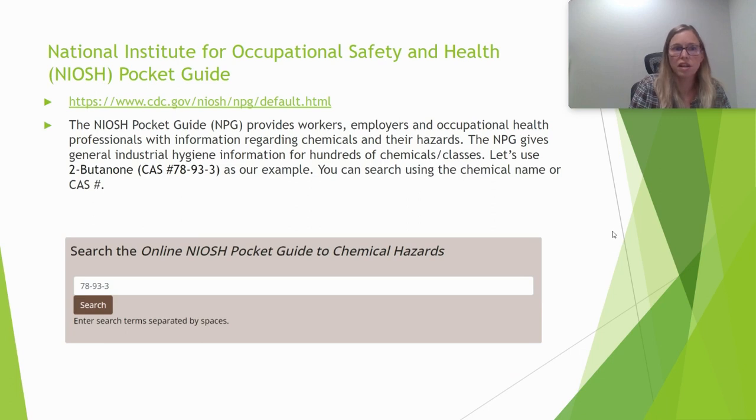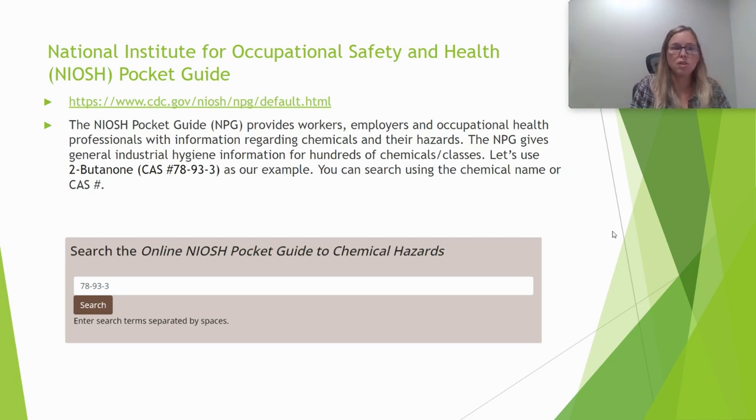Next, we have the National Institute for Occupational Safety and Health, or NIOSH, Pocket Guide. The NIOSH Pocket Guide provides workers, employers, and occupational health professionals with information regarding chemicals and their hazards. The NPG gives general industrial hygiene information for hundreds of chemicals for classes.